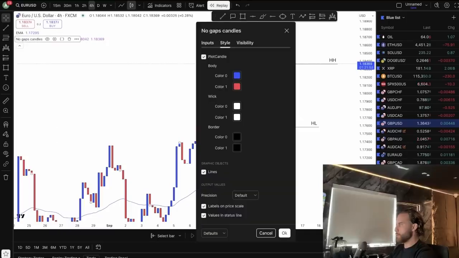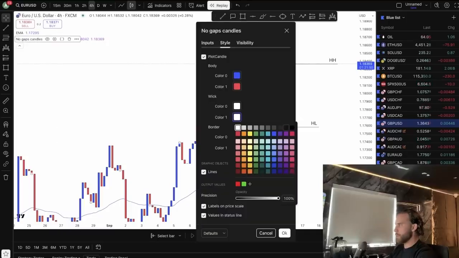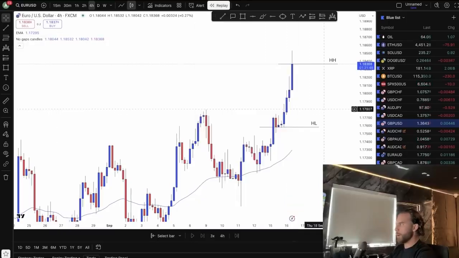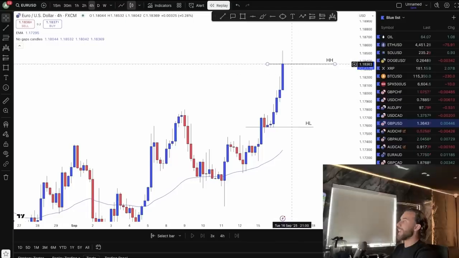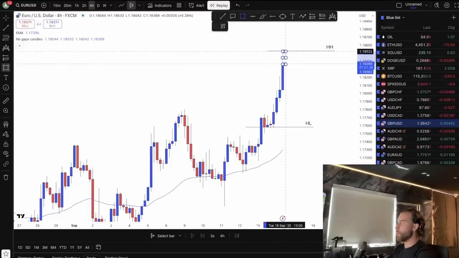If I were just to bring back the wicks really fast, we can see more or less where the trail of the market has been. And as you can tell, this market has been all the way up to this point over here. This was the highest high at one point. This whole entire candlestick was full like this at one point, making that the higher high.